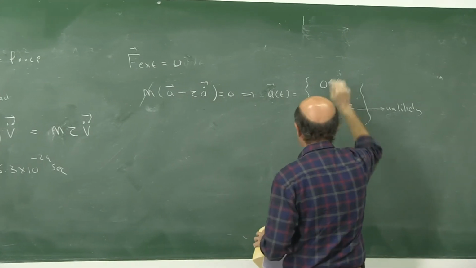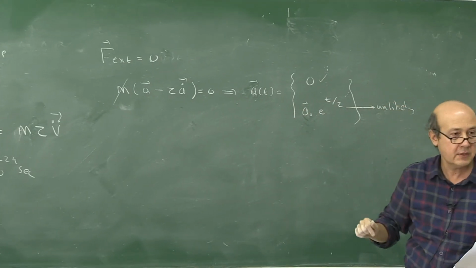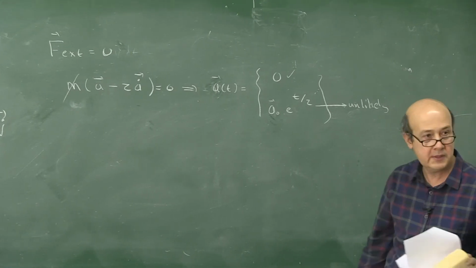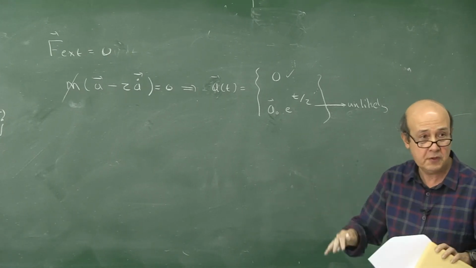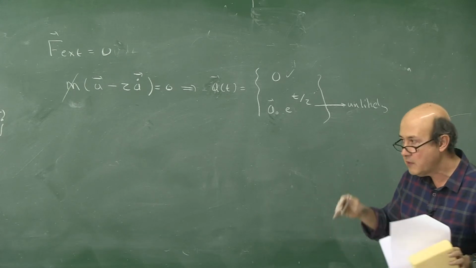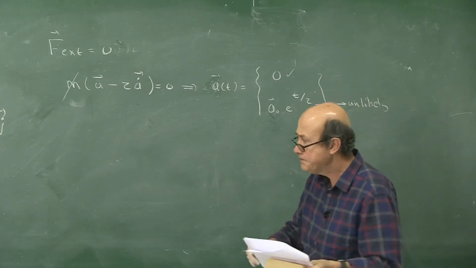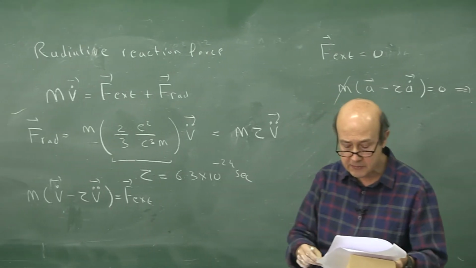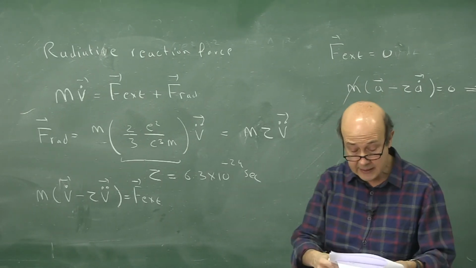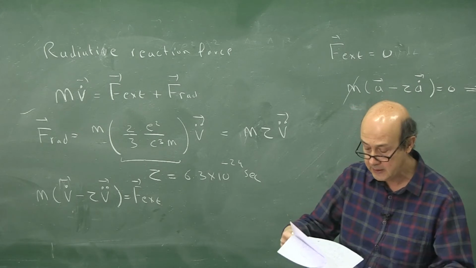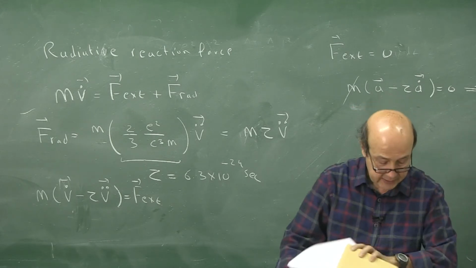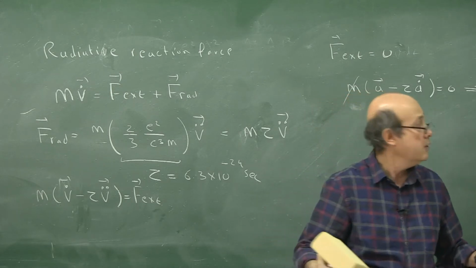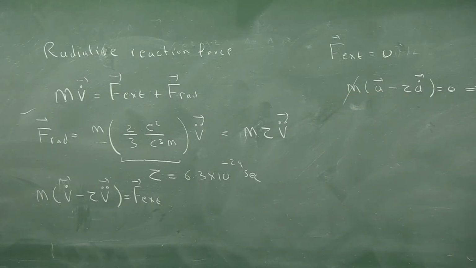So this is the good solution. If there is no external force, A should be 0. Otherwise we have problems. But if you let the external force act, the system is working well. Then I will do an example of this, and that example will take maybe 20 or 25 minutes. Then that will be the end of the course.